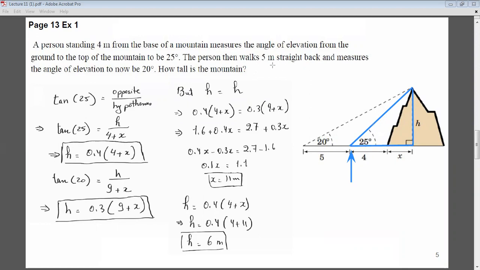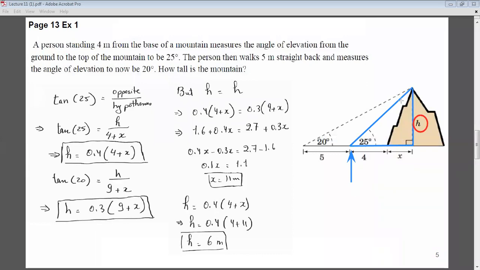The same person then walks another 5 meters, until he reaches here, and he measures that the angle is 20 degrees. So this is another right triangle. How tall is the mountain? So we want to calculate this h.